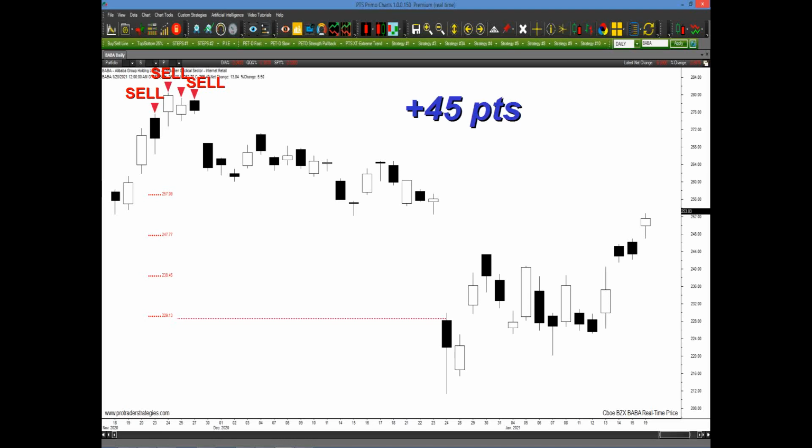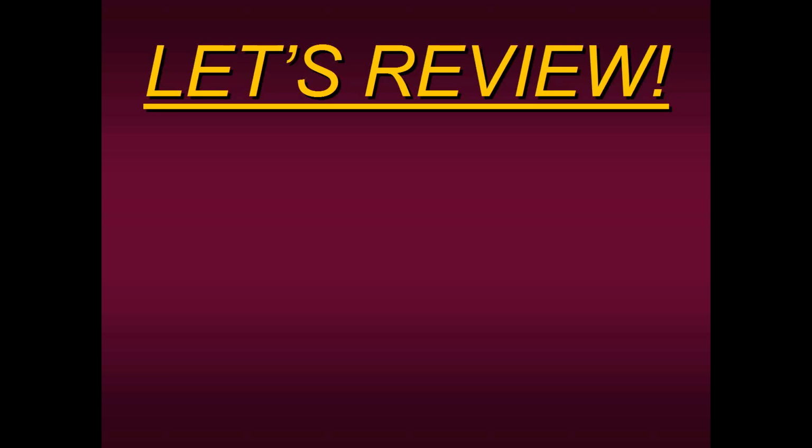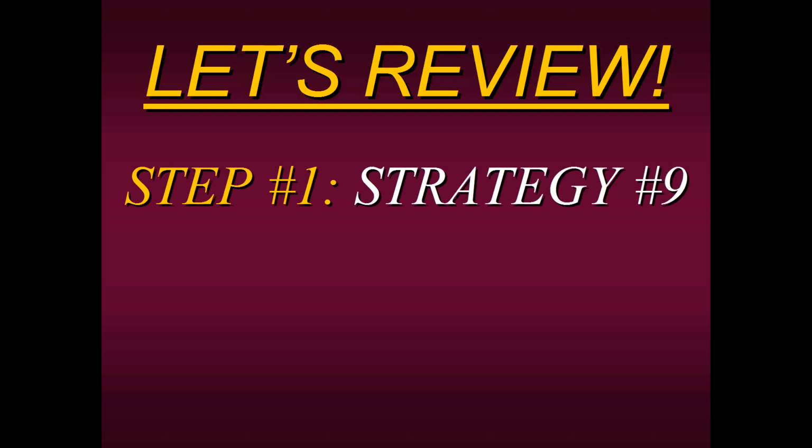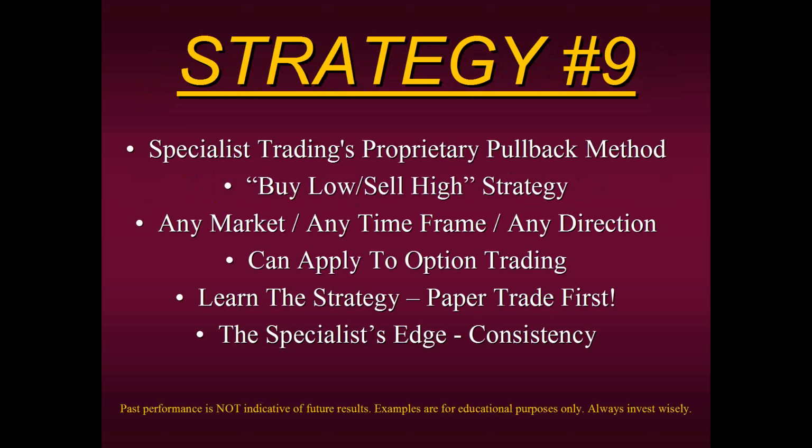Okay, let's review before we go into questions and answers. Remember, the first step, you need a valid, highly consistent method. That's strategy number 9. Remember, looking back at some of the highlights, it's a proprietary pullback method. That means in an overall uptrend, we're looking to buy at lower levels. And in an overall downtrend, we're looking to sell at higher levels.